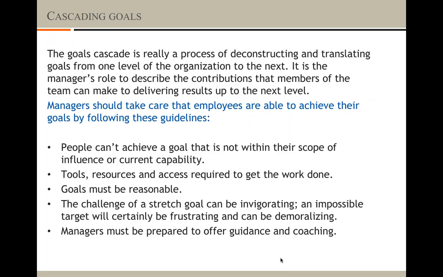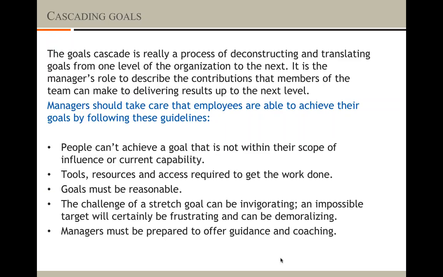And the goals should always be cascading goals. We already studied this, that the organizational goals are broken down into team goals and team goals into individual goals. So managers should take care that the employees are able to achieve the goals by following these very important guidelines: people cannot achieve a goal that is not within their scope of influence or current capability.